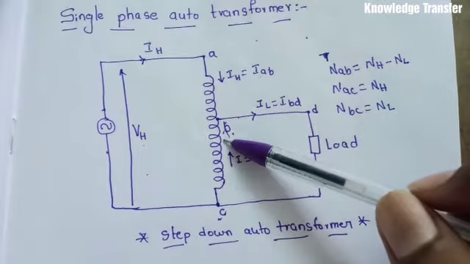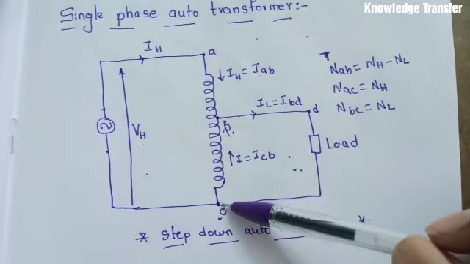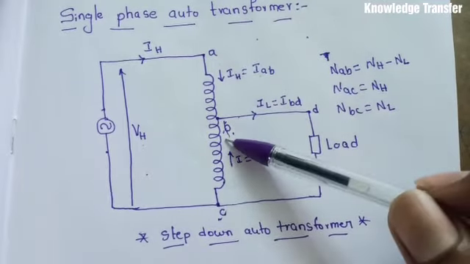AB is called series winding. Why? Because AB is connected in series with the BC, that is the common winding. So AB is called series winding.